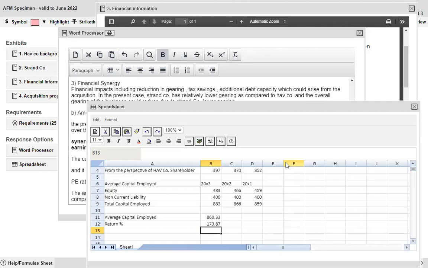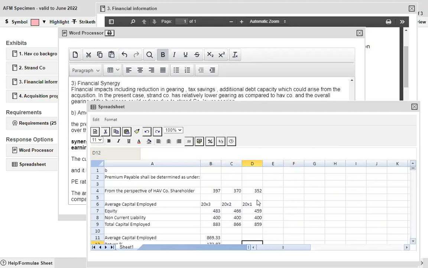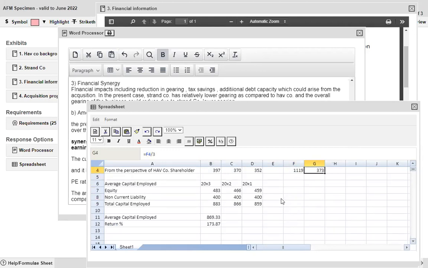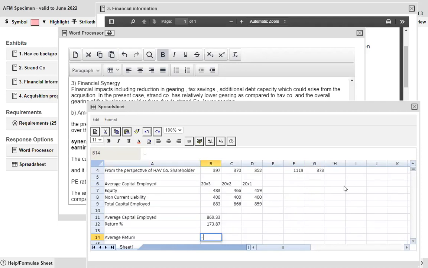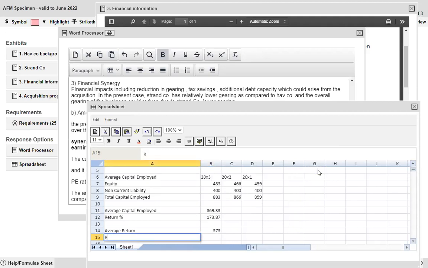So there is this return percentage. Now we are going to see that this is the 3-year return, which is summed up like this, 1119. If I say what is the average, so the average is this divided by 3, 373. Now what happens is that the average return is 373.